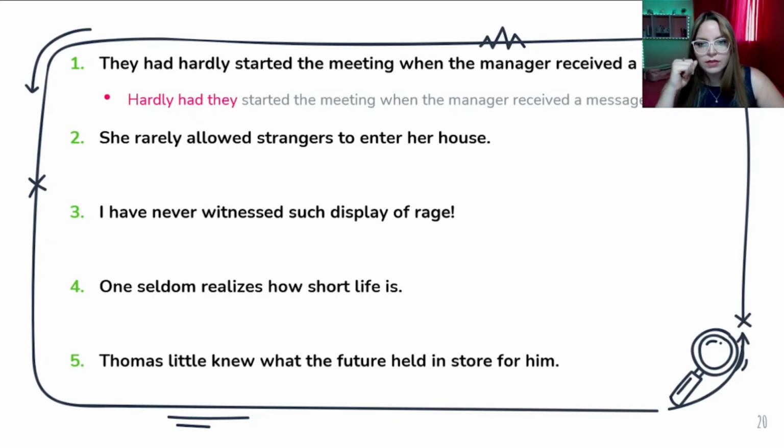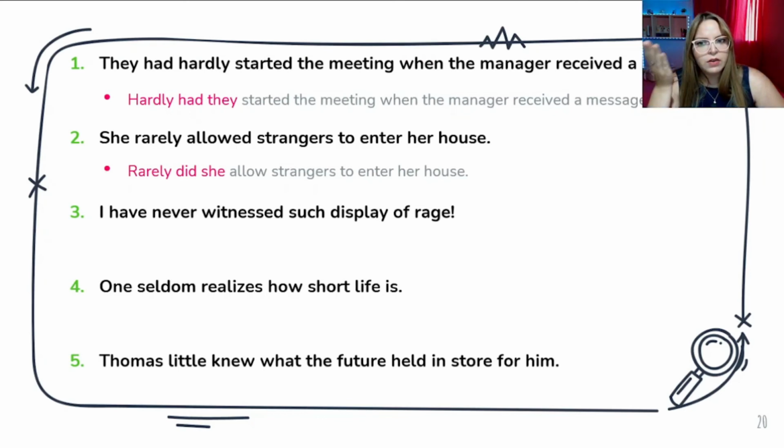She rarely allowed strangers to enter her house. So here we have an adverb of frequency and it is written after the subject. So this is a clear example of a normal sentence. How can we invert this? Well, rarely did she allow strangers to enter her house. Why did we write the auxiliary verb did? Well, because the original sentence is written in the past. So pay attention to that.